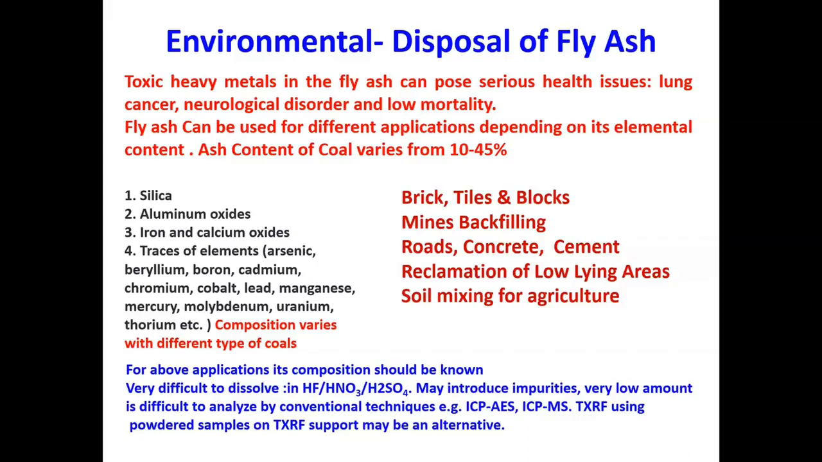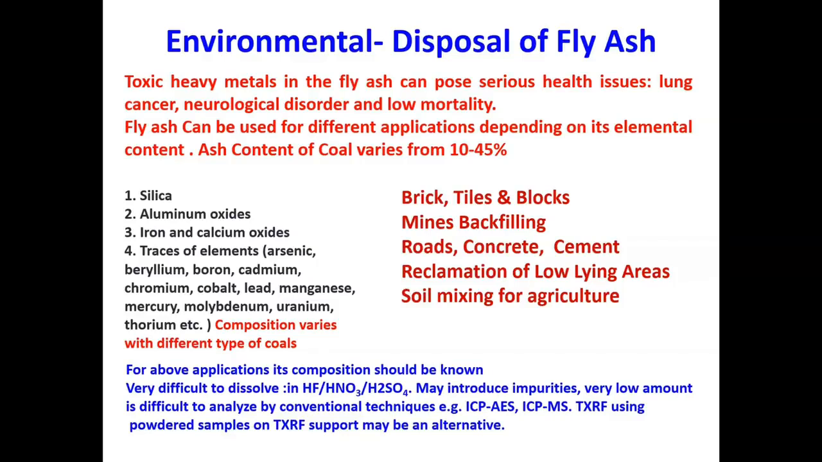However, for all these applications, the composition of the fly ash should be known. For example, if elements like uranium, thorium, or chromium are in high amount, one will have to make sure they do not go in higher amounts into those application materials. If you want to analyze it by mass spectrometry or ICP-AES, we have to dissolve it, and this dissolution is very, very difficult. It requires hydrofluoric acid, nitric acid, sulfuric acid, and during dissolution it may introduce some impurities, so the composition may be incorrect also.